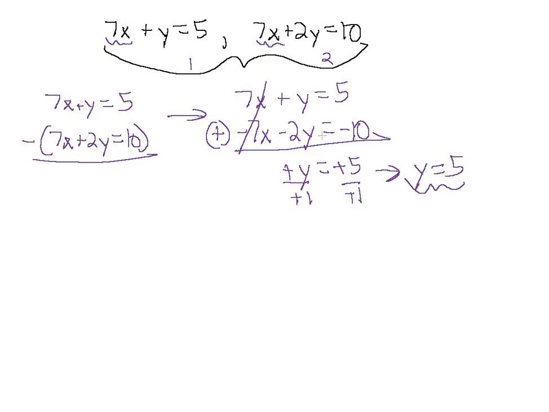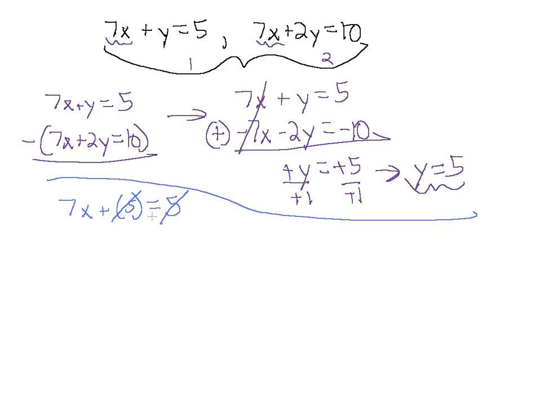Here we just have y, so we can just use the first equation. So we have 7x plus y, which is 5, equals 5. If you notice, we have 5 on both sides, so we can just cancel those straight, just like this. Same thing as subtracting both sides by 5. So we have 7x equals 0. And if we divide both sides by 7, we just have x equals 0.